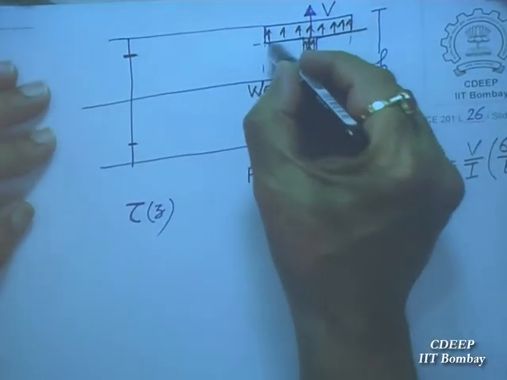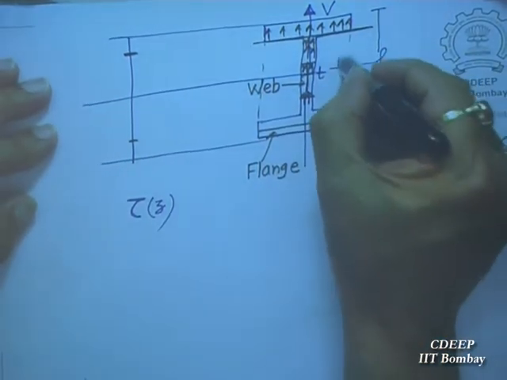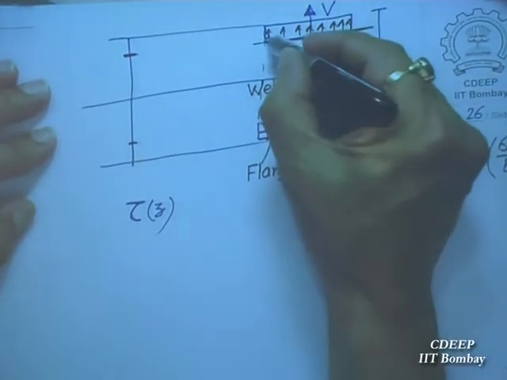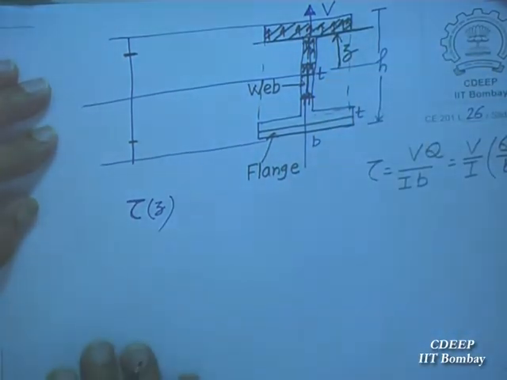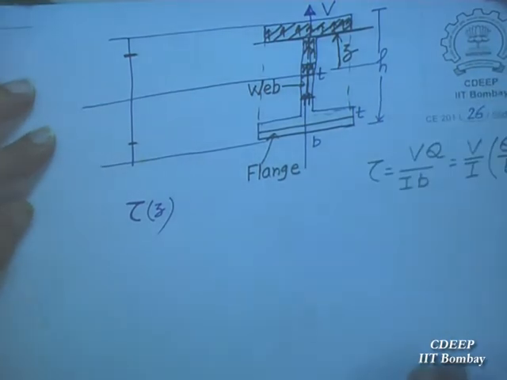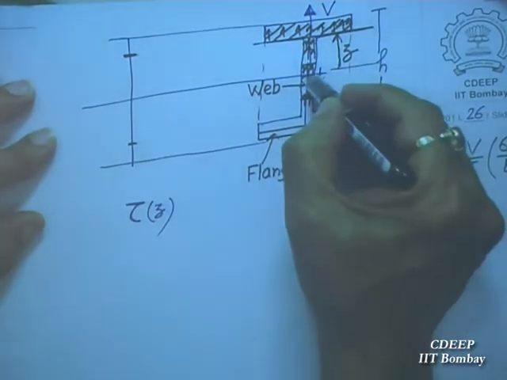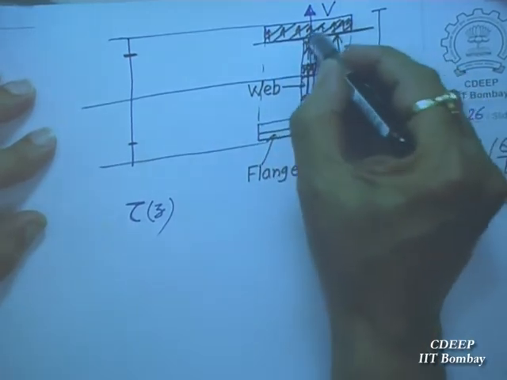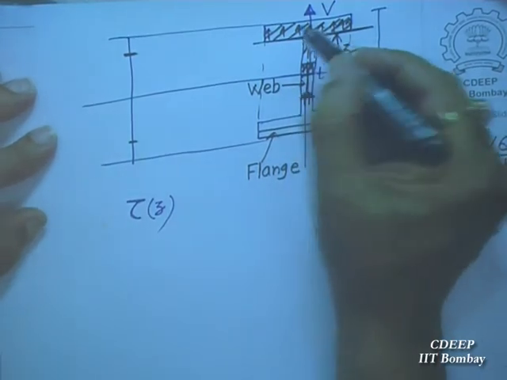Supposing I want to find out stress at this level. So what is the area above this line? It is this. So first moment of this area total. How will you find out first moment of the area? Quickly, what is first moment of the area about this line? Area multiplied by distance up to the centroid of this. That is a simpler way to find out.